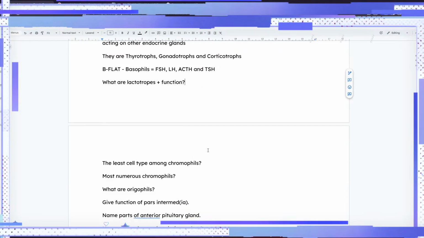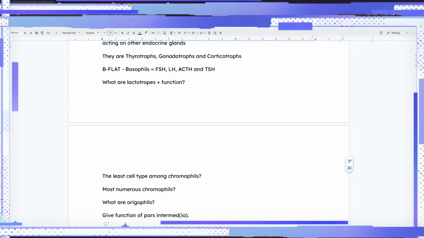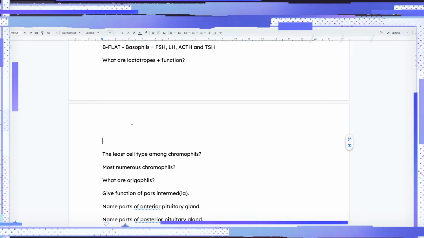Next question. What are lactotrophs? Very interesting question. So lactotrophs, of course we just discussed it. They make prolactin, right? Acidophilic cells that secrete prolactin. Very cool, right? That's basically what they are.